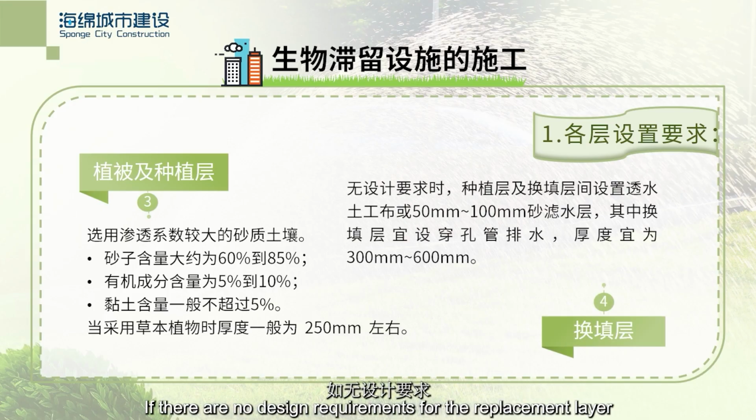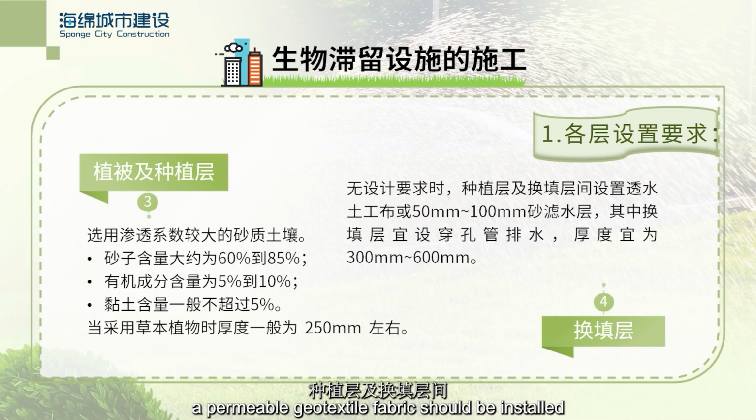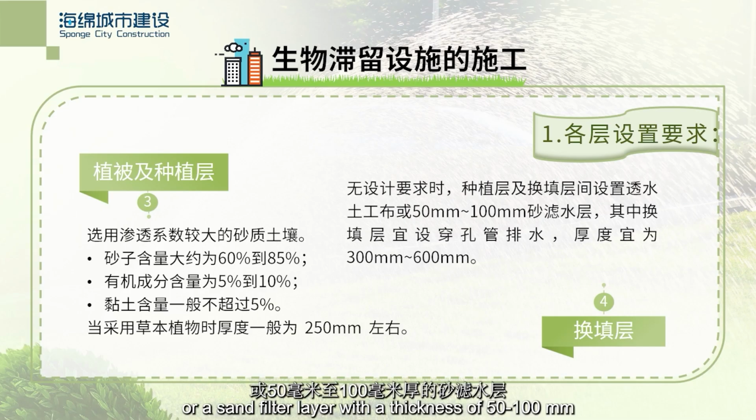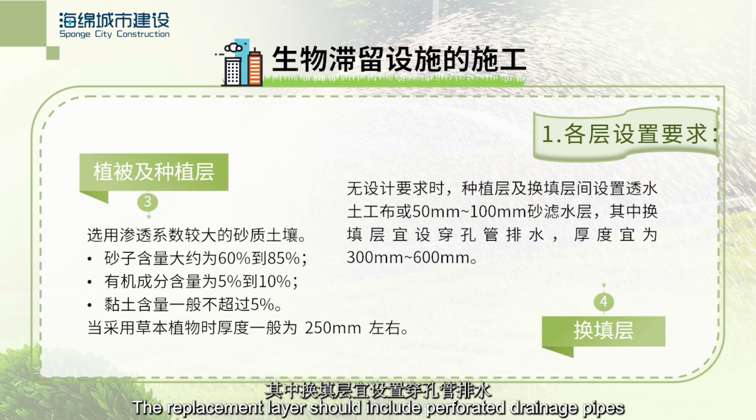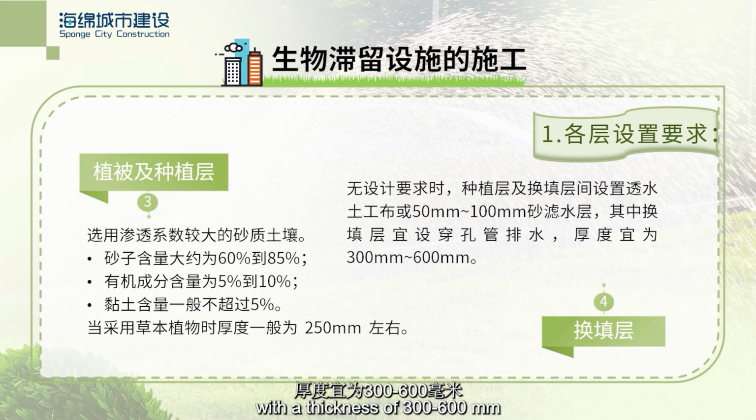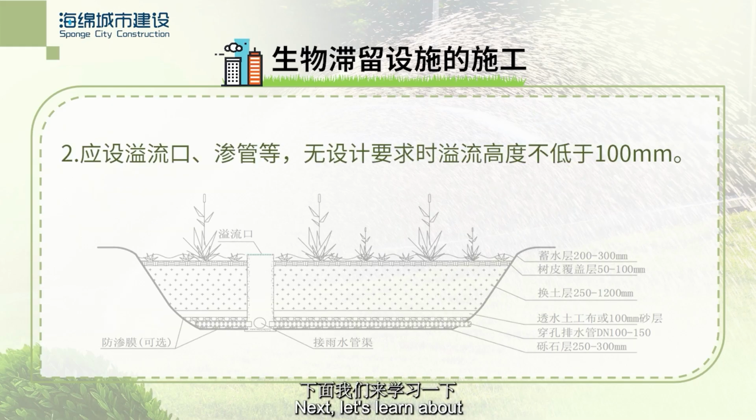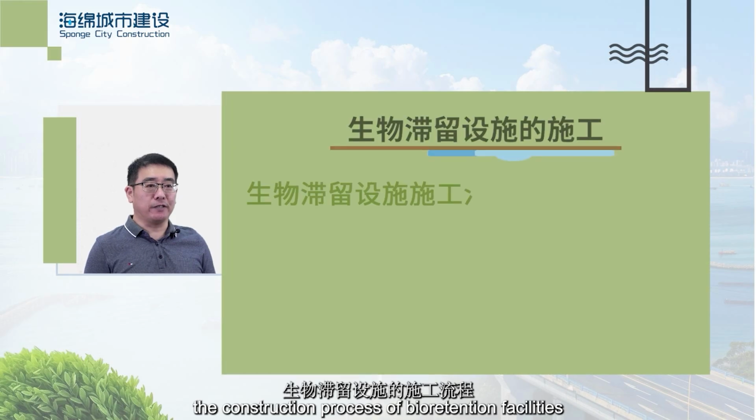If there are no design requirements for the replacement layer, a permeable geotextile fabric should be installed between the planting layer and the replacement layer, or a sand filter layer with a thickness of 50 to 100 millimeters. The replacement layer should include perforated drainage pipes with a thickness of 300 to 600 millimeters. Next, let's learn about the construction process of bioretention facilities.